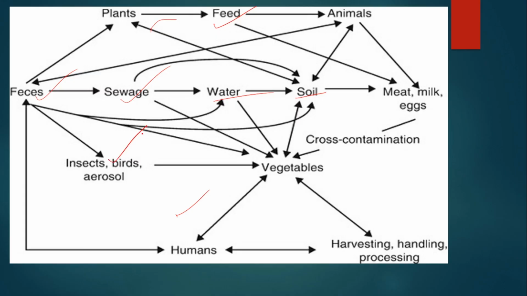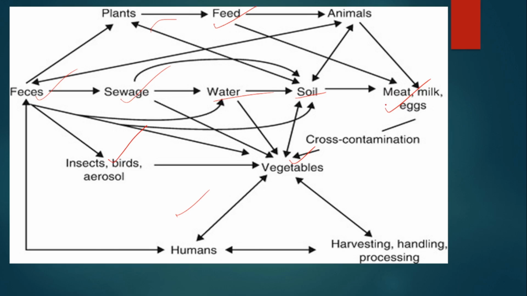Insects, birds and aerosols. These can serve as vectors that transport contaminants between the various parts of the system, spreading them to plants, animals and directly to the food products. Vegetables. These can become contaminated through soil, water, cross-contamination and environmental exposures, leading to possible infection when consumed by humans. Meat, milk and eggs.